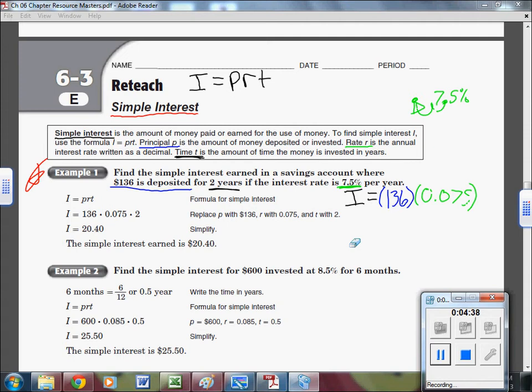And now finally, time in years. They told us 2 years. So that tells us T is going to be 2 out here. So this is your equation. This is your formula. You've plugged everything in. 136 times 0.075 times 2.